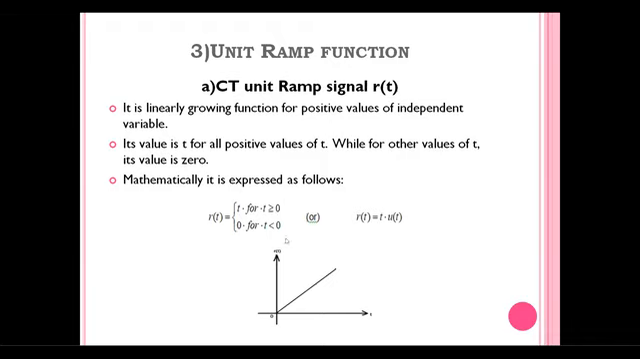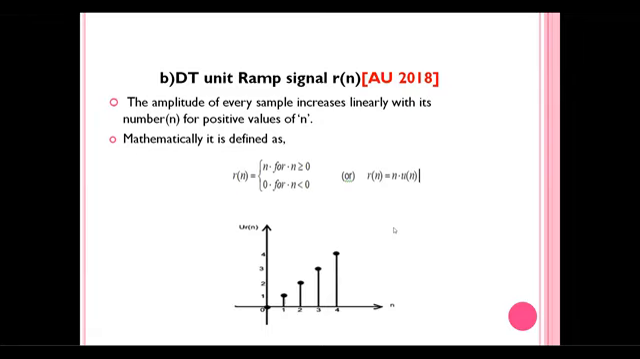What is the mathematical expression for r of t in terms of u of t? The r of t can be related as t into u of t. What is meant by u of t? The unit step function has amplitude 1 for time t greater than or equal to 0. Similarly, the r of t signal has amplitude t for t greater than or equal to 0. That's why r of t can be expressed as t into u of t. Okay, this is the continuous ramp.